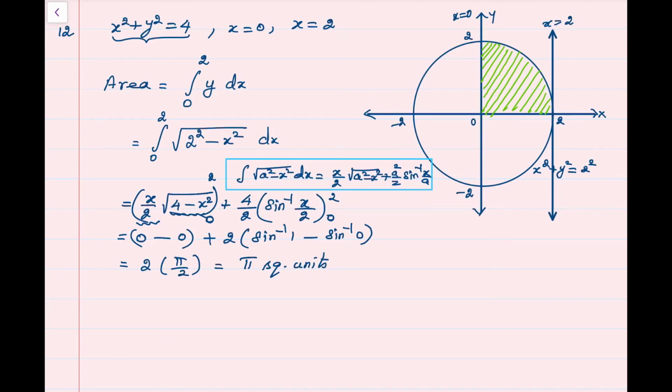And the correct option is A. Area of the circle is pi r square and this is quarter circle. Therefore, it is 1/4 of pi r square.